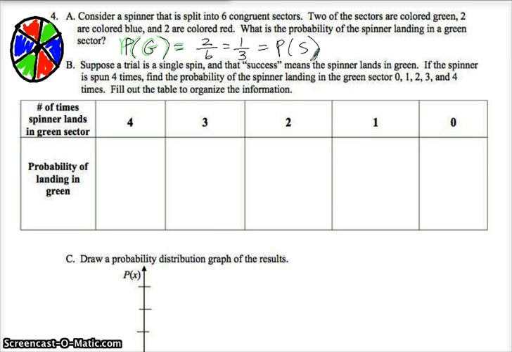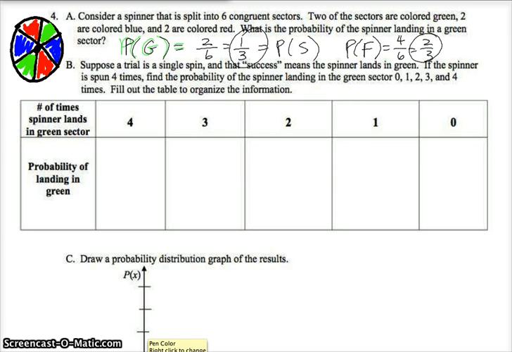So if that's my probability of success, then my probability of failure, which is not green, well, that's 4 pieces out of the 6, which is, in other words, 2/3. That's the complement, right? So my failure is the complement to my success. So if the probability of success is 1/3, then the failure must be 1 minus 1/3, which is 2/3. Okay, now we're going to look at part B.